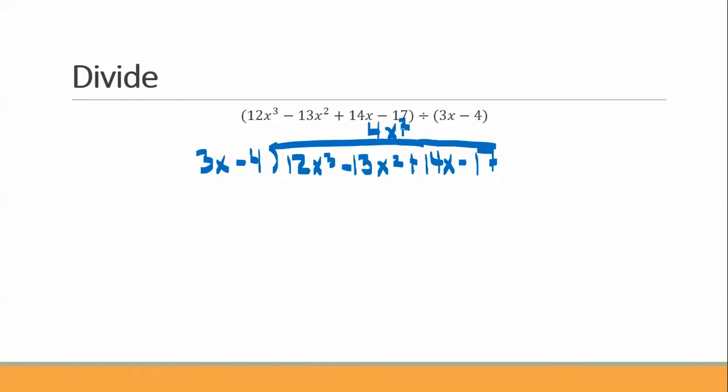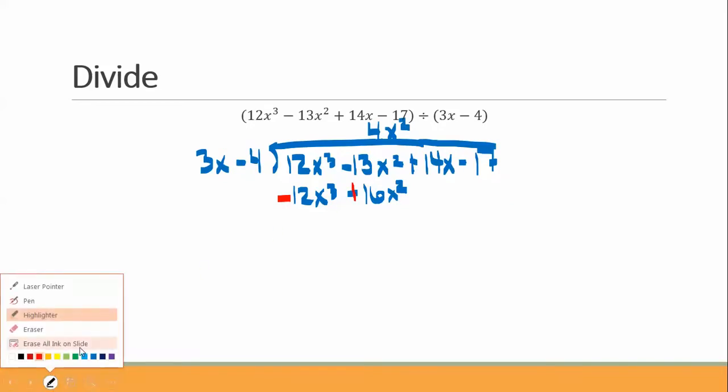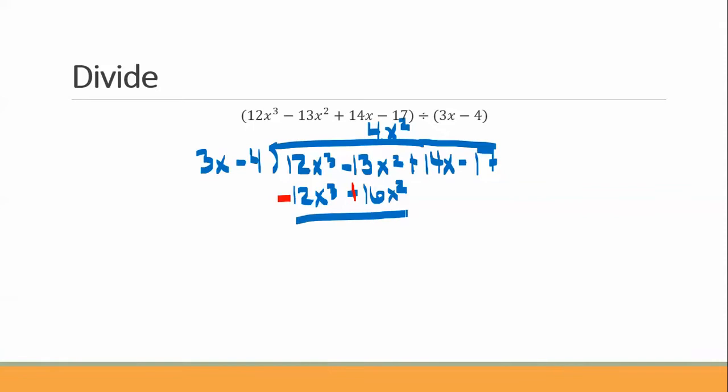And then we multiply down. 4x squared times 3x minus 4 is 12x cubed. 4x squared times minus 4 is minus 16x squared. But we're subtracting, so let's change our signs, and then actually do the subtraction. 12x cubed minus 12x cubed is 0. Negative 13x squared plus 16x squared is 3x squared. And then we bring down our next term, so 14x.